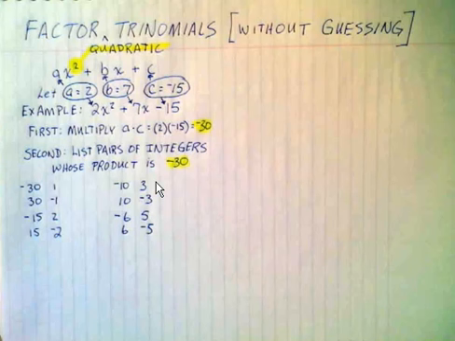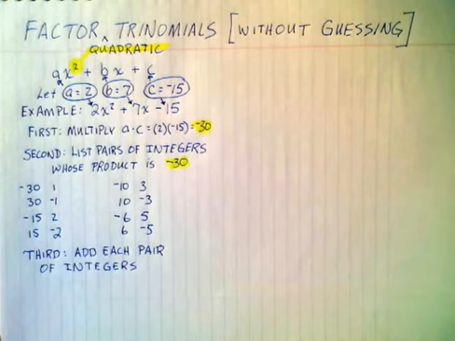Go one bigger than 2. 3. 3 is a factor. Go one bigger than 3. 4. 4 is not a factor of negative 30, so we skip that one. Go one bigger than 4. 5. 5 times negative 6 is negative 30, and we don't have to go bigger than 5 because 1 bigger than 5 is 6. And once you get to that stage, you know you've got all the factors.